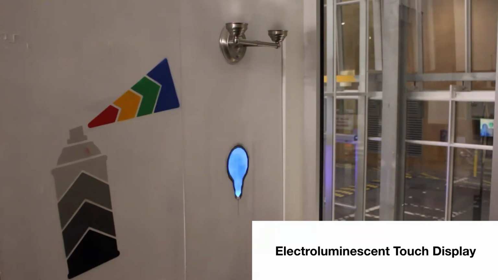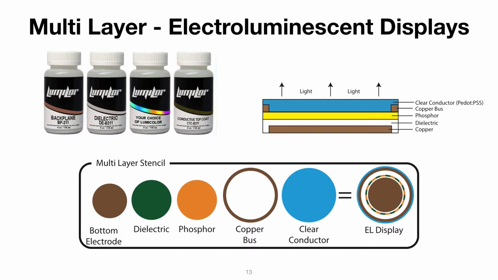And in a practical example, this looks like this here. So we sprayed here an electroluminescent display in the shape of a light bulb. And when a user comes to this light bulb and touches it, you can use it as a switch and then turn on the lamp.